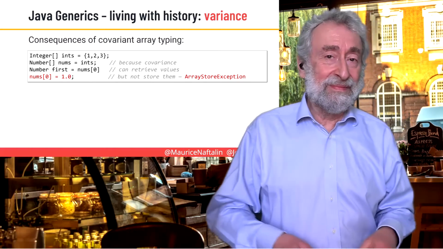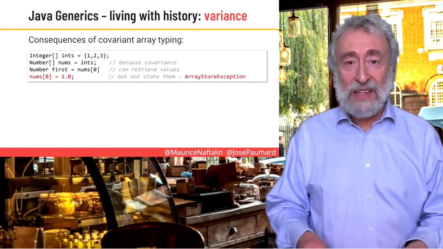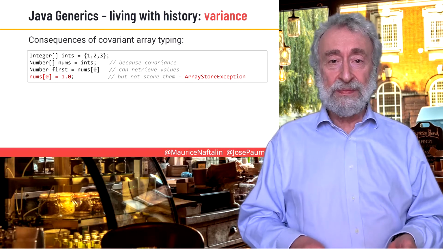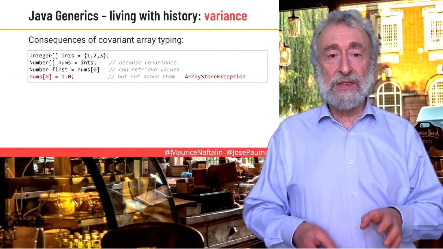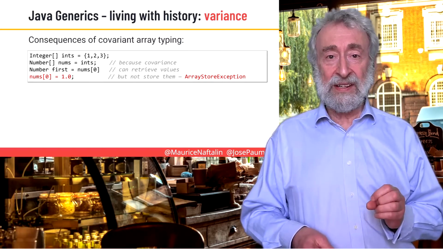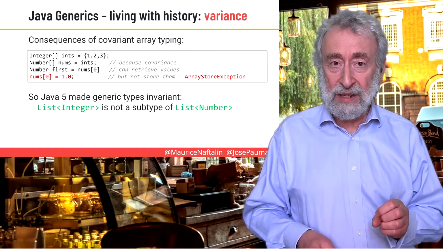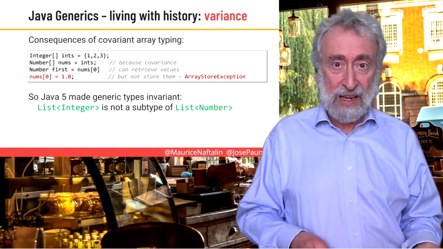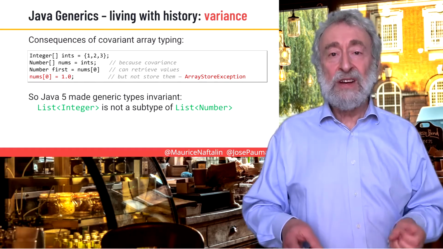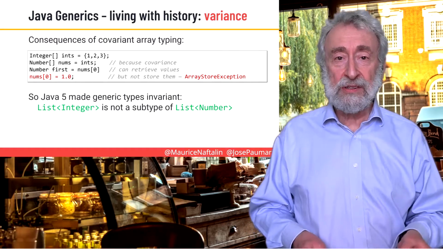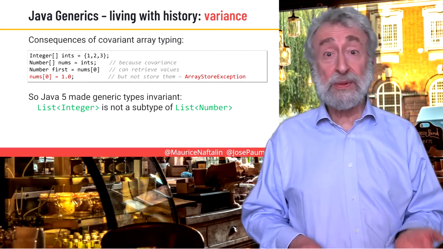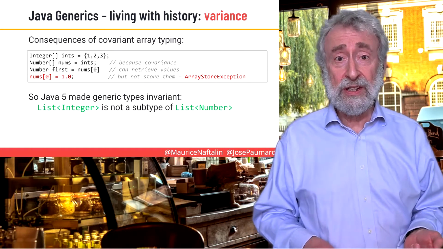Now, this is an unhappy situation, and they didn't want to reproduce it for generics. So they adopted a different scheme, invariant typing. A List of Integer is not a subtype of a List of Number, as with covariant typing. In fact, it has no direct relation to a List of Number at all. And that's great because we don't get the problem that I just showed.